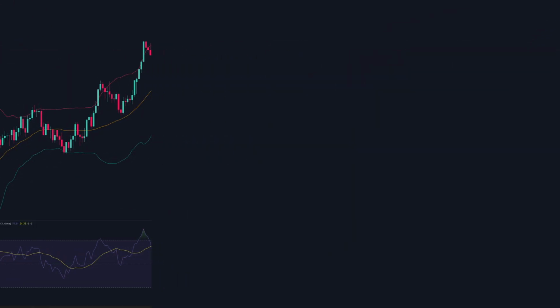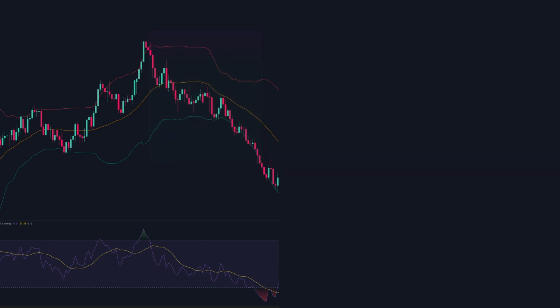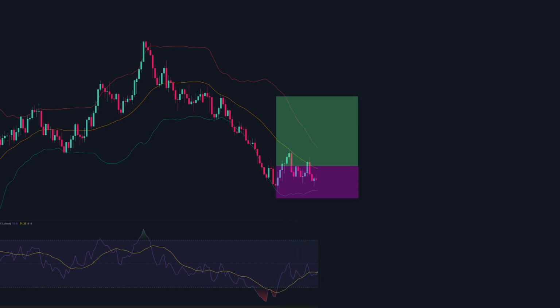Now, let's fine-tune the entries. For a short trade, wait for the price to break above the upper Bollinger Band and check the RSI. If it's above 75, the market is overheated. Enter a short trade, expecting price to return to the middle band. For a long trade, wait for the price to fall below the lower Bollinger Band and check the RSI. If it's below 25, the market is oversold. Enter a long trade, expecting a rebound.